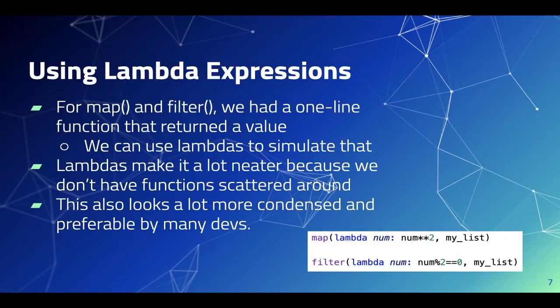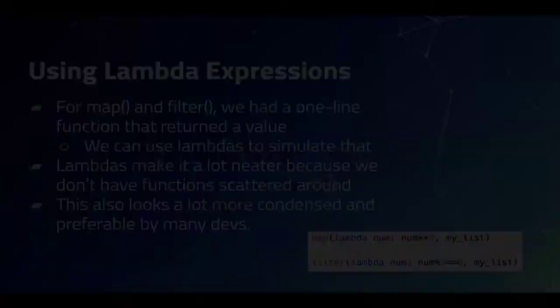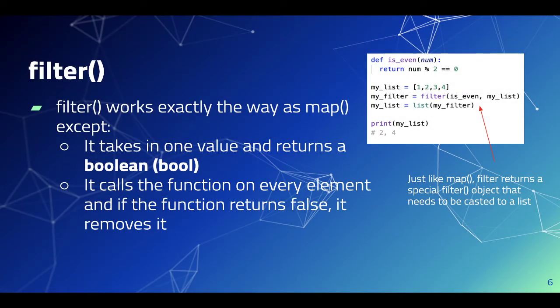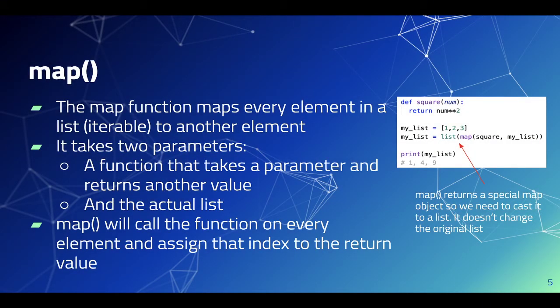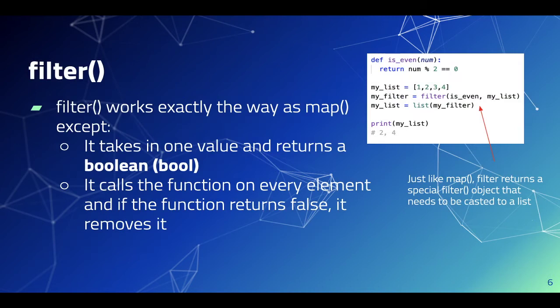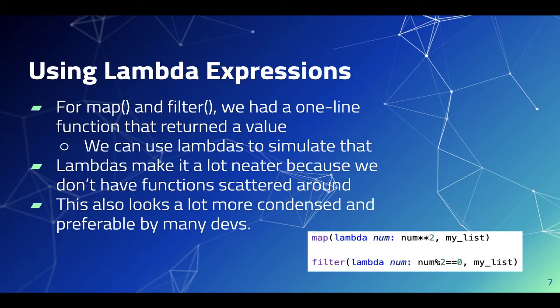Now where do lambdas come in? If you look at this, there's a lot of things going on. Let's just talk about this. In the previous examples, we used functions that were one-liners, right? Did you notice that? In the square, we just returned num squared. In the is even, we just returned number mod 2, if it's equal to 0. These are just one-line functions, right? There's nothing in the body that's more complex. It's just one line. So we can take advantage of lambda functions.